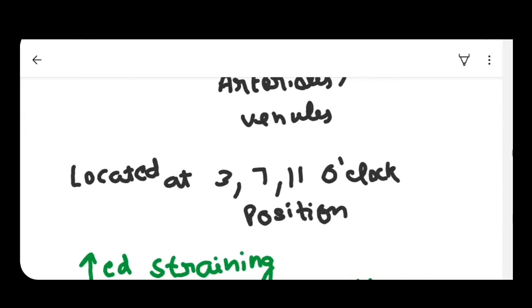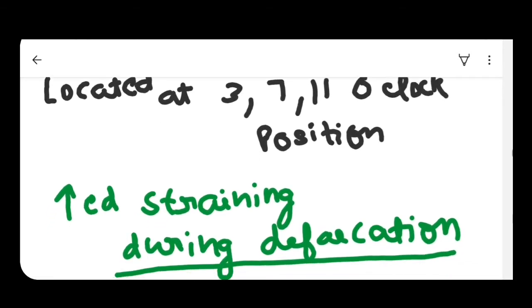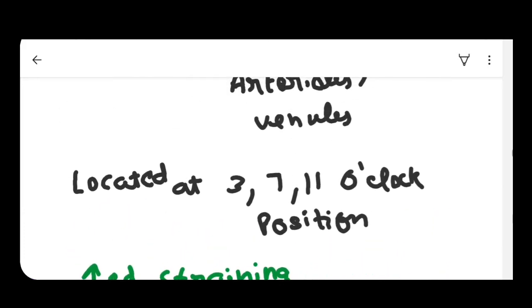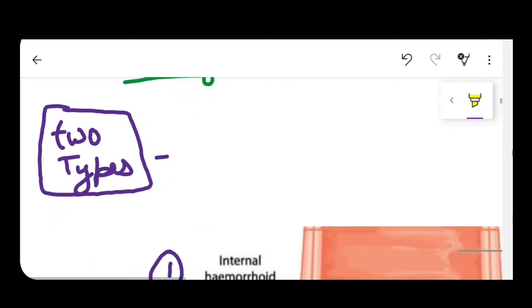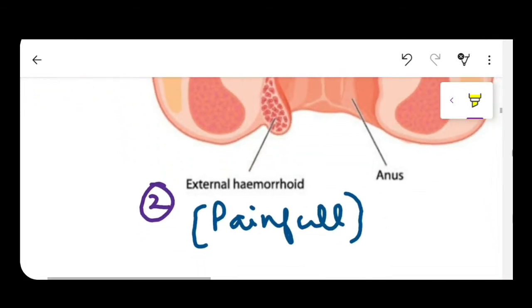So these are located at the 3, 7 and 11 o'clock positions. It is caused because of the increased straining during defecation, and it is mainly because of constipation. The patient has constipation and there is more straining during defecation, so it will cause hemorrhoids. So guys, there are two types of hemorrhoids in this. One is internal hemorrhoid and another is external hemorrhoid.